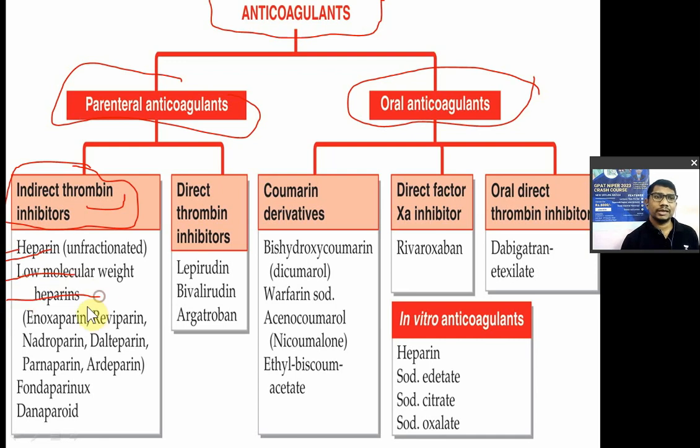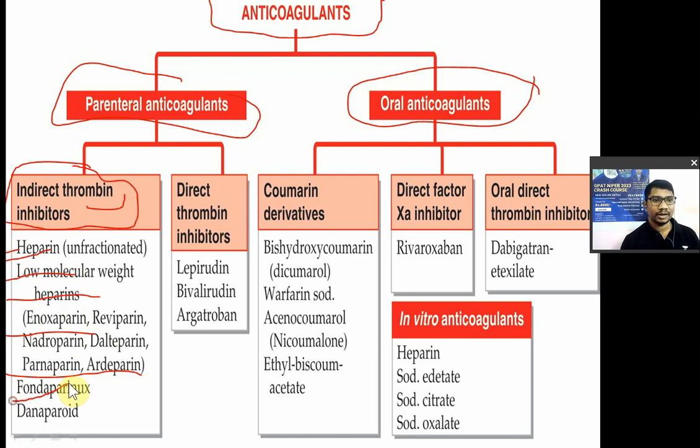Low molecular weight heparins are produced by fractionation of normal heparin. They have a molecular weight in the range of 4 to 7,000 Dalton. In this group you have enoxaparin, reviparin, nadroparin, dalteparin, parnaparin and ardeparin. These are the low molecular weight heparins. They have certain advantages over heparin, but that is beyond the scope of this session.